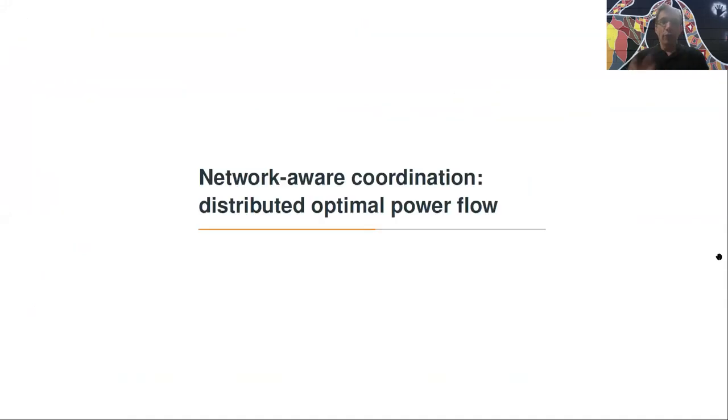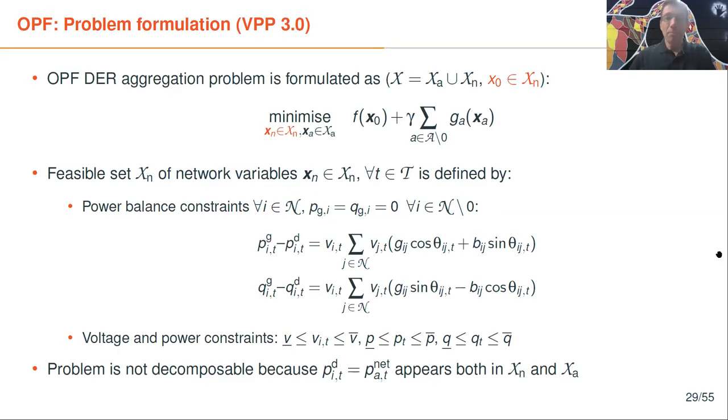Okay, so far we haven't considered the impact on the network, and this can be taken into account by reformulating the VPP 1.0 and 2.0 optimization problem into an optimal power flow problem. Optimal power flow, you can think of as economic dispatch subject to network constraints. So again, you are minimizing some global cost function. You can put in the objective also the cost function of the prosumers. So that part remains the same.